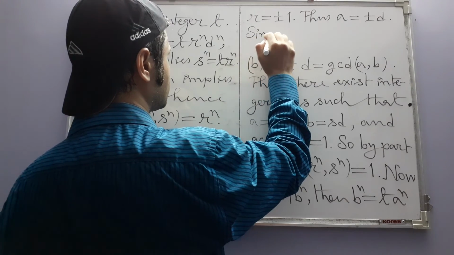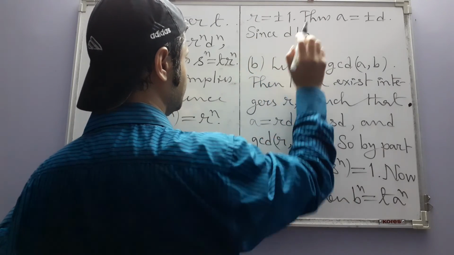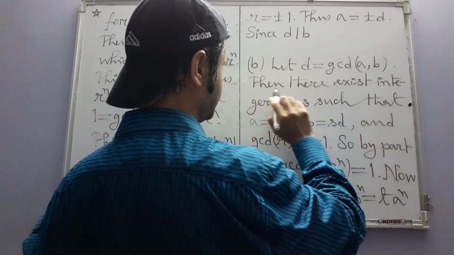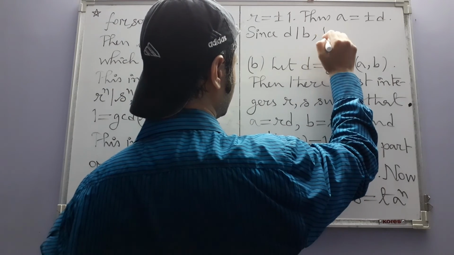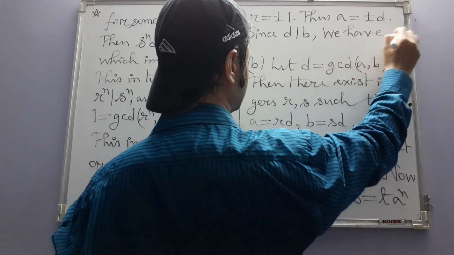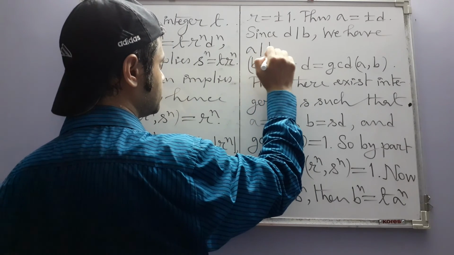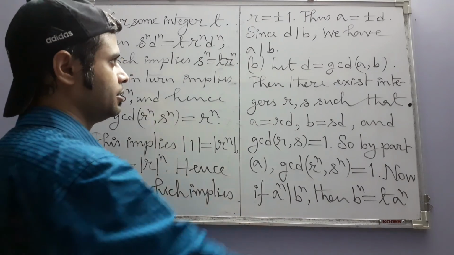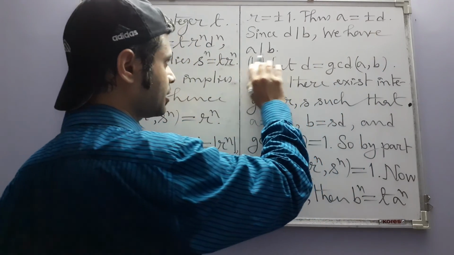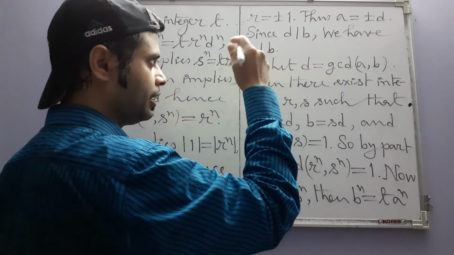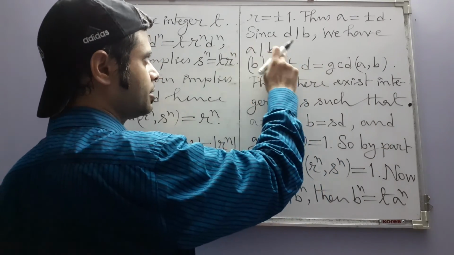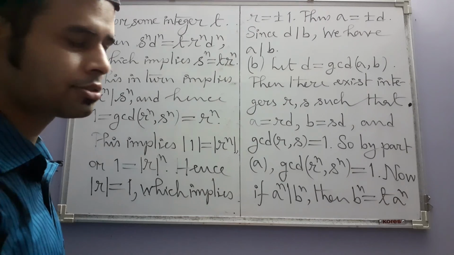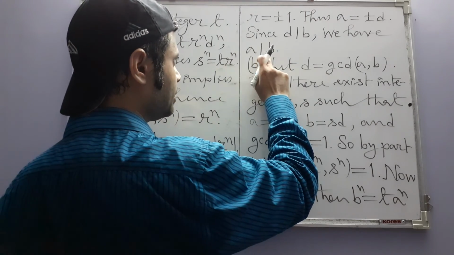since D divides B. D of course divides both A and B, being that they are the GCD. D divides B, so we have A divides B. Why? Because A is either plus D or minus D. If A is plus D, then you directly have that A divides B. If A is minus D, then minus A divides B. But if minus A divides B, then so does plus A. So that is the ultimate conclusion we are getting.